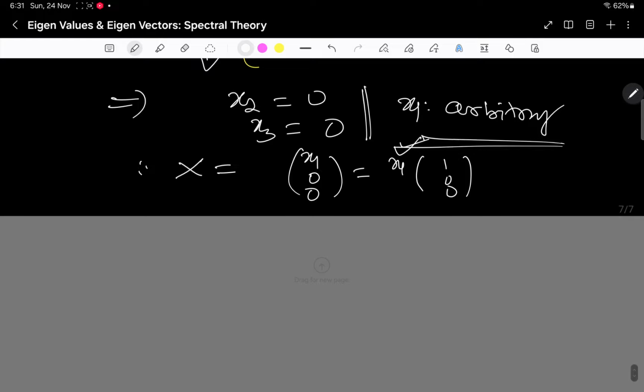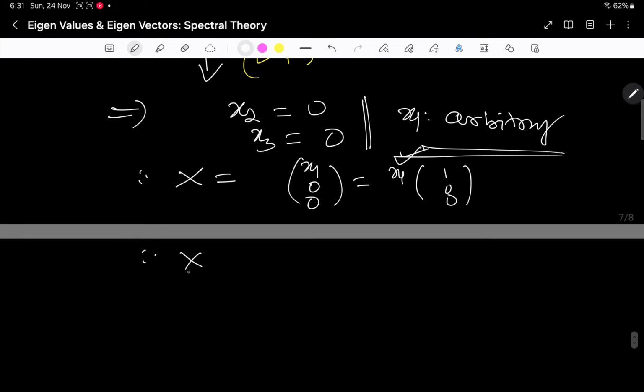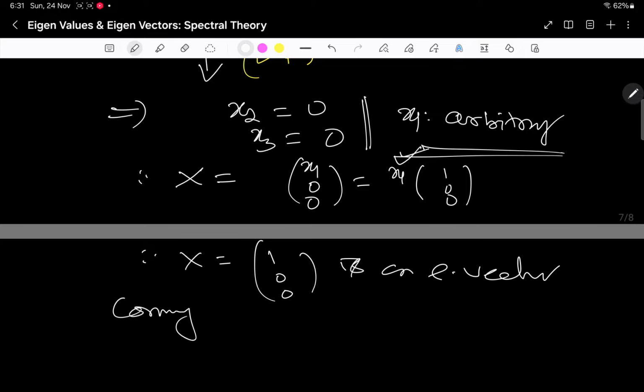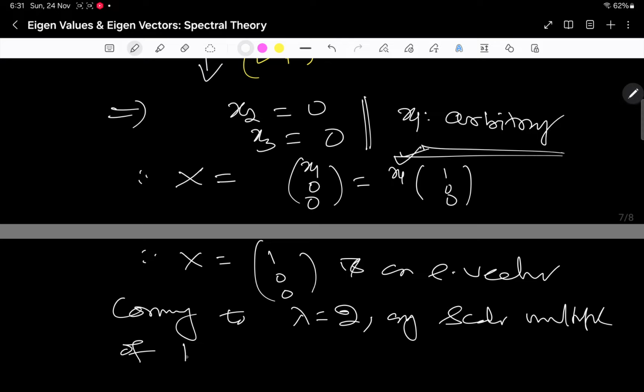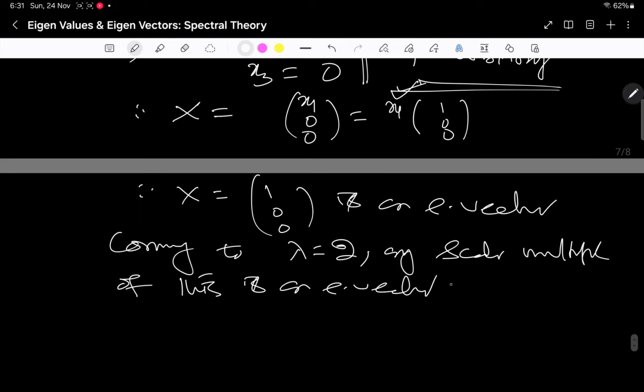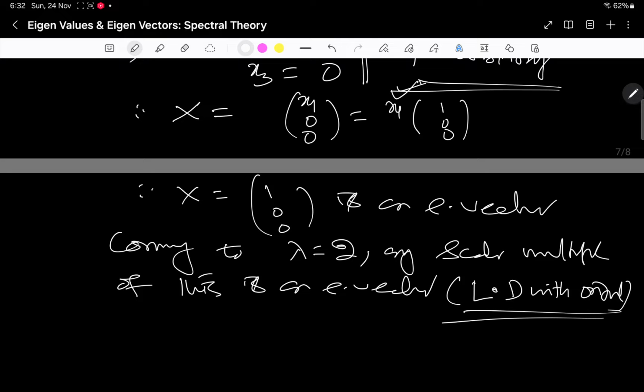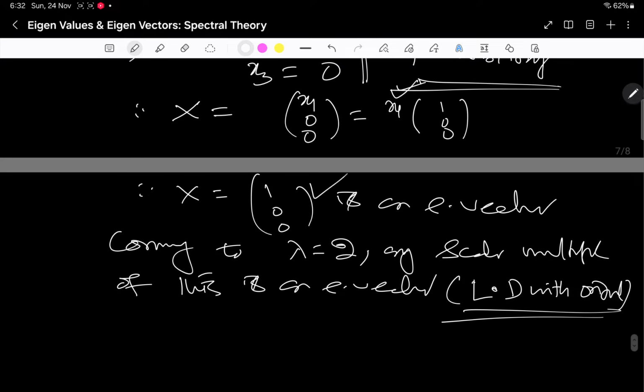Therefore x is equal to 1 0 0 is an eigenvector corresponding to lambda equal to 2, right? This is the only one. Any scalar multiple of this is an eigenvector, but they are linearly dependent on the original. So we are not counting these as extra eigenvectors. So this is the only one eigenvector.